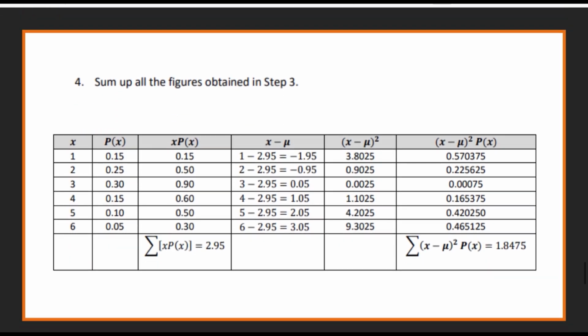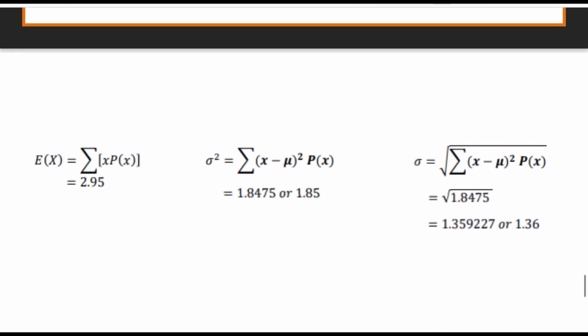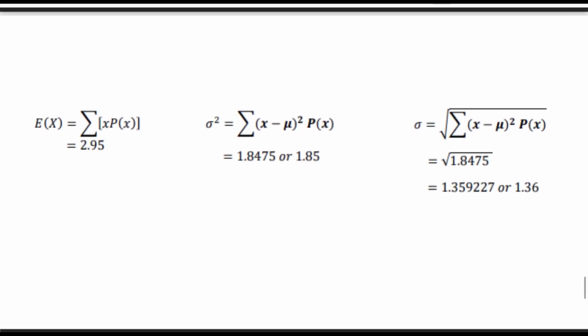Okay, for our fourth step, sum up all the figures obtained in step 3. So meaning we are going to add all this data or figures. So the summation now of the quantity x minus mu squared times p of x is equal to 1.8475. So therefore, our expected value or mean is 2.95.